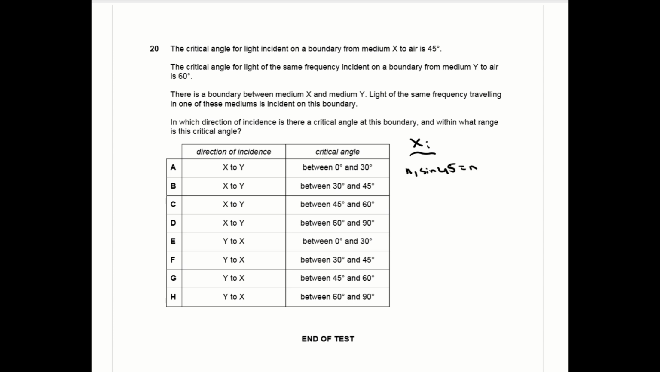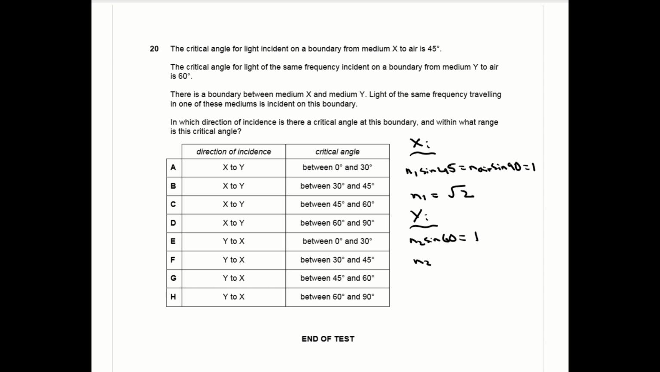So for question 20, last question on the test, you want to work through each of the cases X and Y separately. So for case X, you'd use the equation n1 sine theta 1 equals n2 sine theta 2 to work out the refractive index of medium X as root 2. And the same sort of thing for case Y, n1 sine theta 1 equals n2 sine theta 2 to work out the refractive index for medium Y as 2 over root 3.